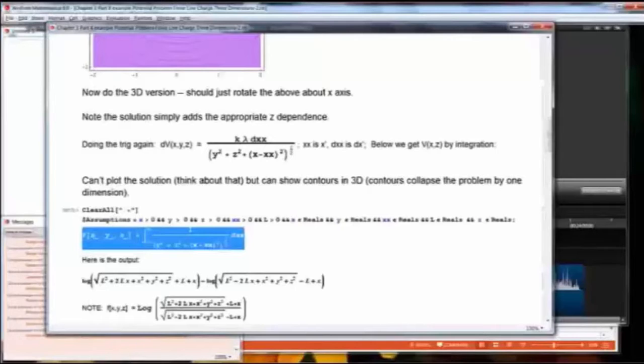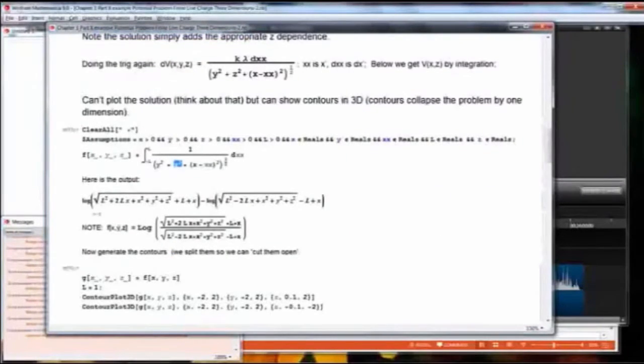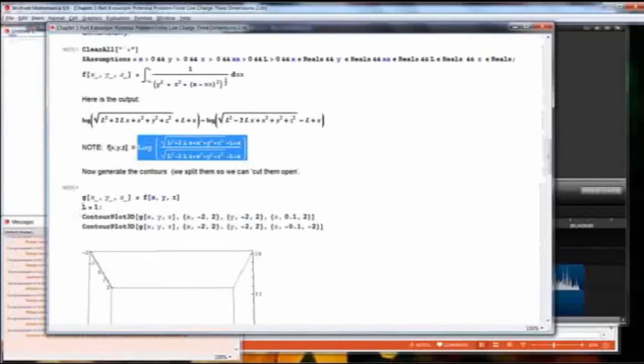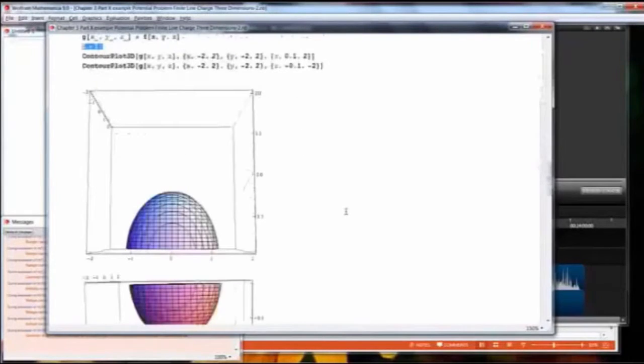And notice that it goes again from minus L to L over the parameter that tells you where the charge elements are, and then the only difference is we've added this c squared term in that square root. Well, here's the output. As before, it's the difference of 2 logs. I've simplified that by just taking the ratio of the arguments for the logs. So now we're going to generate the contours. To do that, we again have to set L to some number. I set it equal to 1. I'm going to split the contour plots into the plus z direction and the minus z direction, and I'll show you why. So here they are, right here.